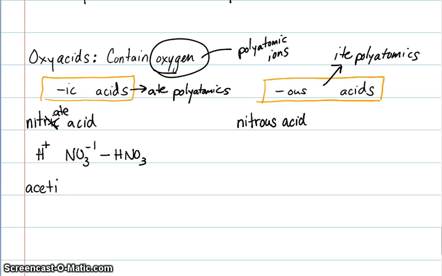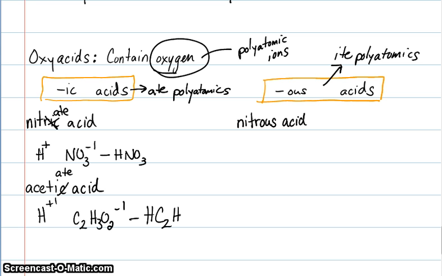If you see acetic acid, vinegar is a dilute solution of acetic acid. Ic becomes ate. That spells acetate, which is C2H3O2 minus 1. How many H's in front? 1, because it's plus 1 and minus 1. So the answer is HC2H3O2. That's how you deal with ic acids.